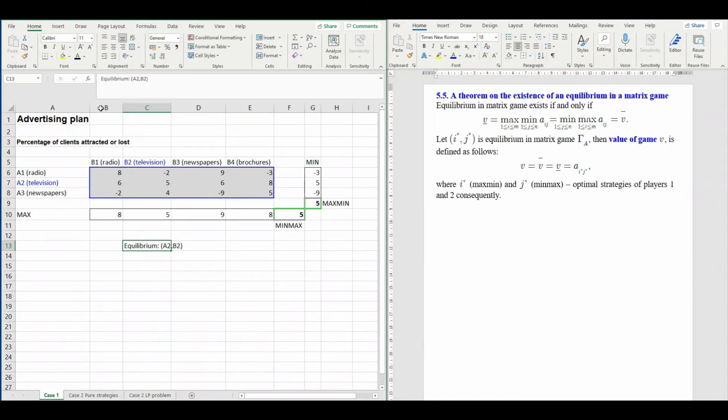Highlight the equilibrium with blue color. The value of the game is 5. And also highlight this with the red color. The solution is found. Let's go back to the verbal model.